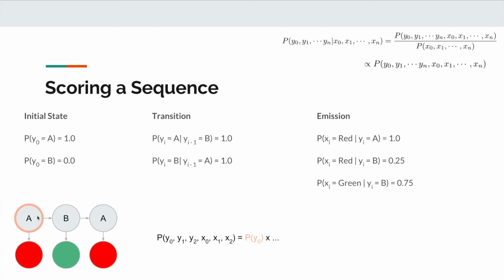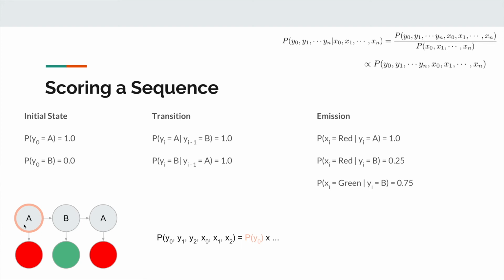So here we are. Let's say we have this little fragment ABA. The A emits a red, the B emits a green, and the A emits another red, and we want to score this joint assignment to all these variables. So what is the probability that Y0 is A, Y1 is B, Y2 is A, and the emissions are red, green, red? All right.